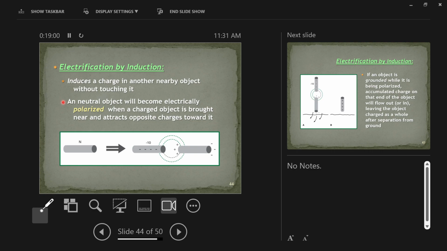So a neutral object will become electrically polarized, with a stronger electric charge on one end, a difference in electric charge from one end to the other, when a charged object is brought nearby.